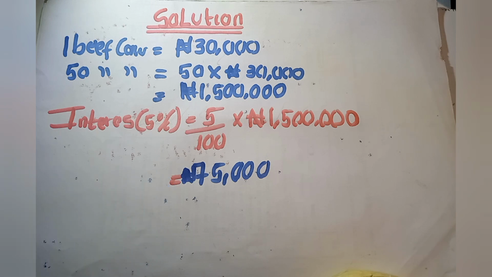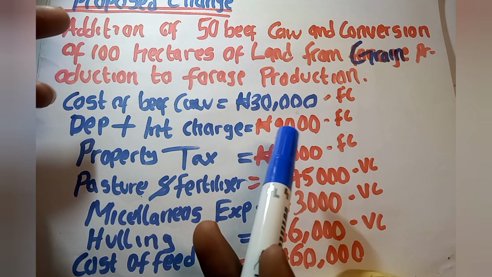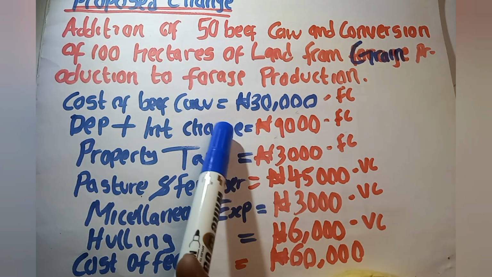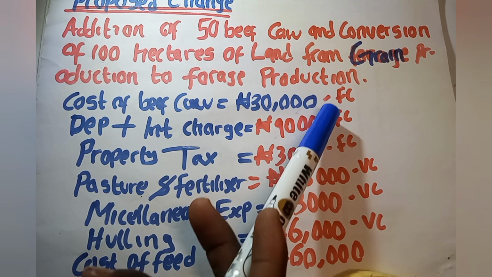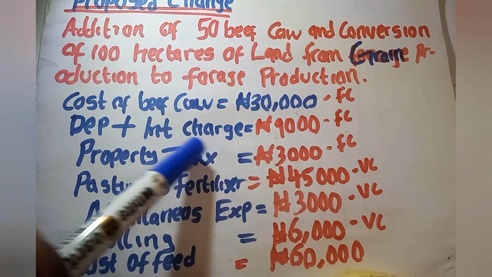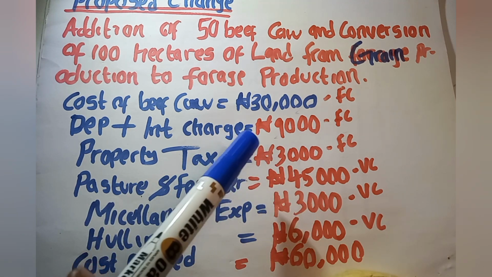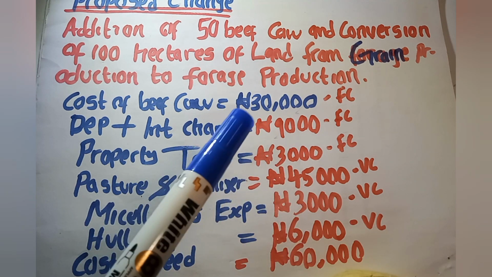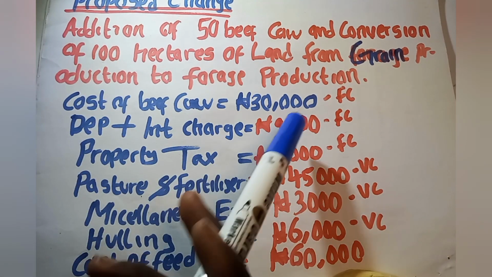If you look at all these costs, I told you that they are separated into variable cost and fixed cost. The fixed cost here is the cost of beef cow, the depreciation interest charge, and then the property tax, which is also a fixed cost. So I'm not going to be adding that 1,500,000 naira. I'm going to be adding the interest on the beef cow to all these fixed costs.